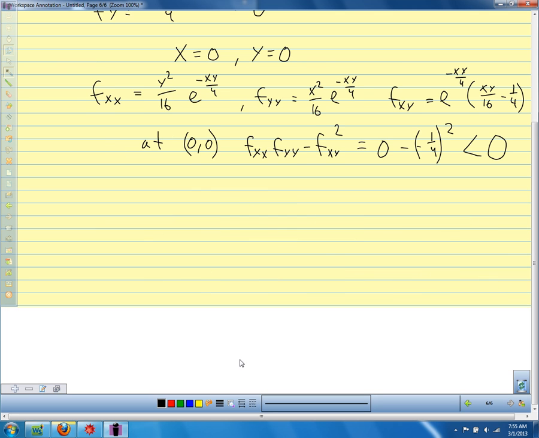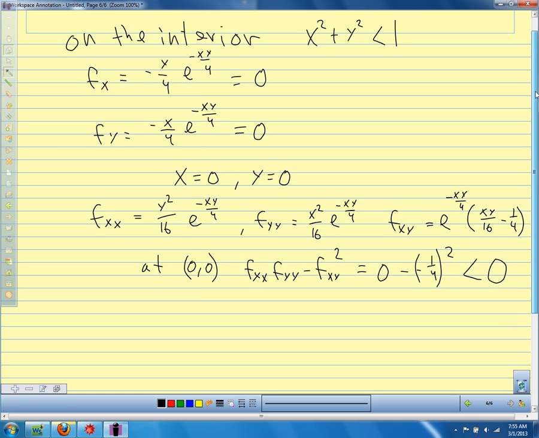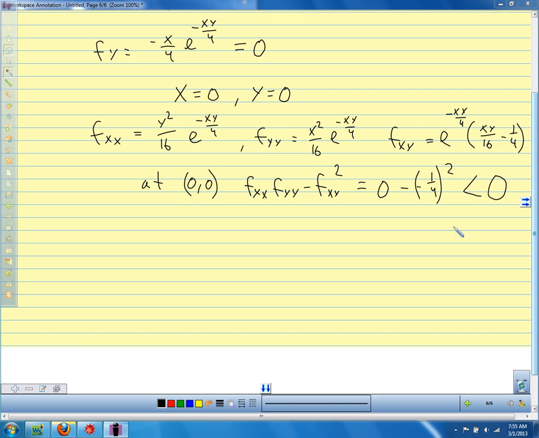So what does that tell us? We have 0 minus 1/16. When our discriminant is less than 0, it's a saddle point. So f of 0, 0 is a saddle point, not a maximum or a minimum. And f of 0, 0 is 1.